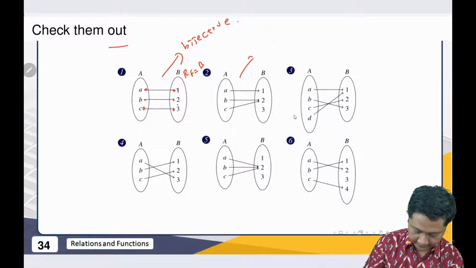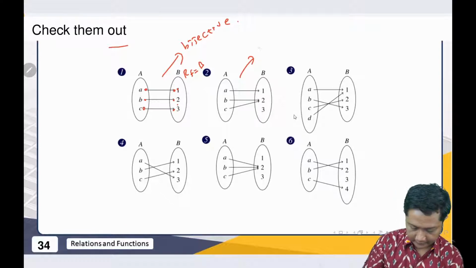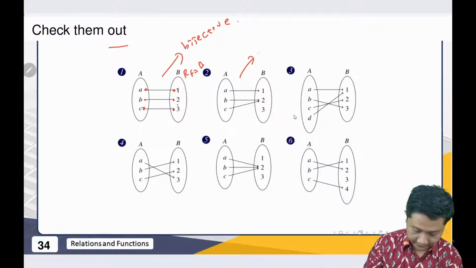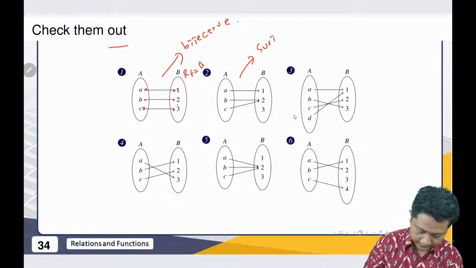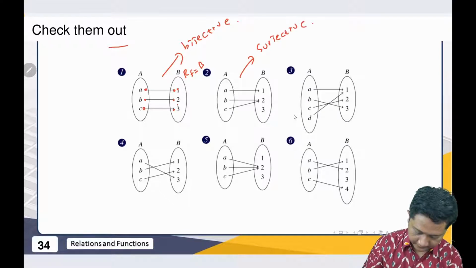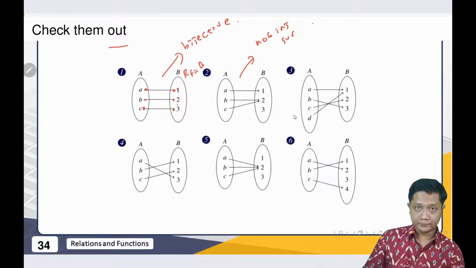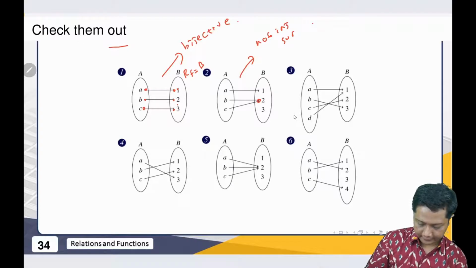And the second one is not injective, but it is surjective. Why? It's not surjective and also not injective. So not injective and not surjective. Why? Because it's not injective because of this.